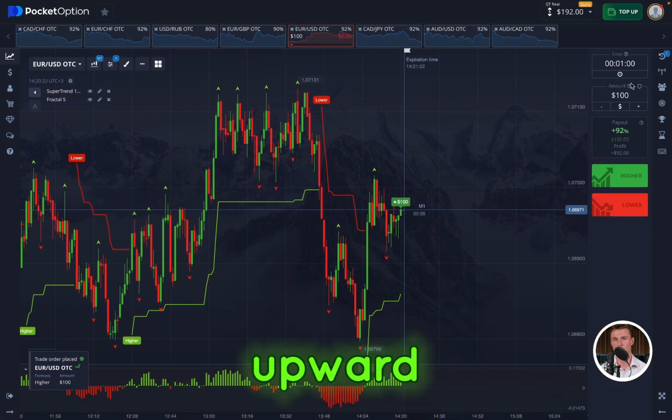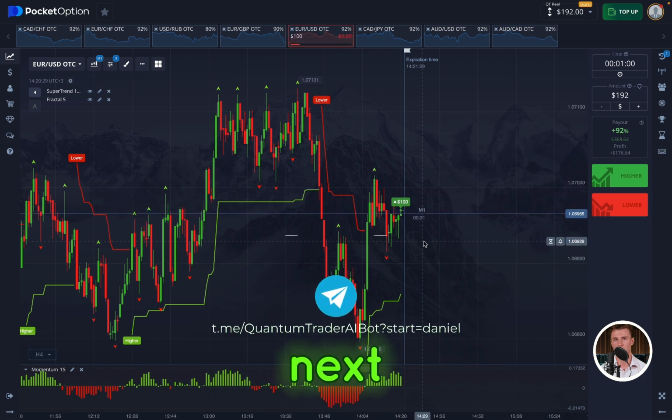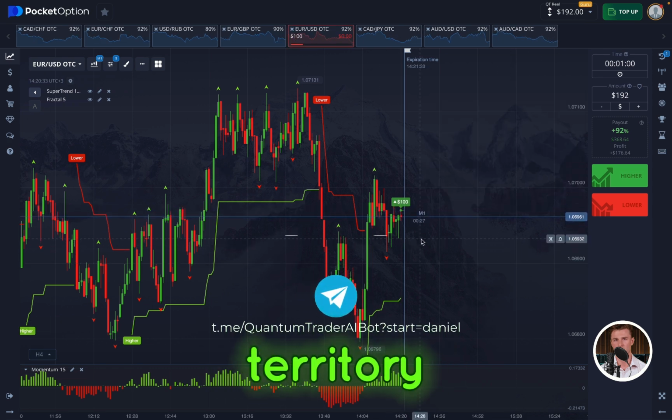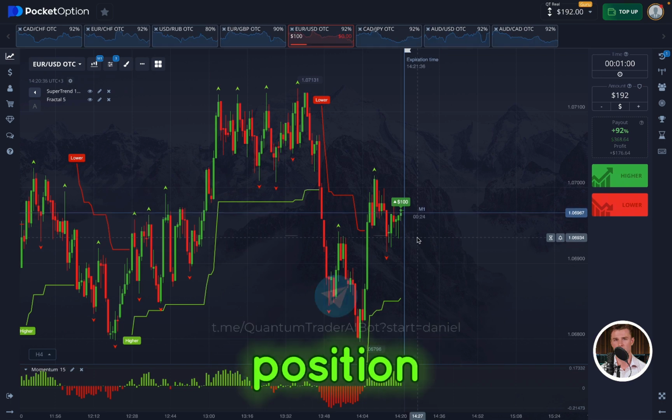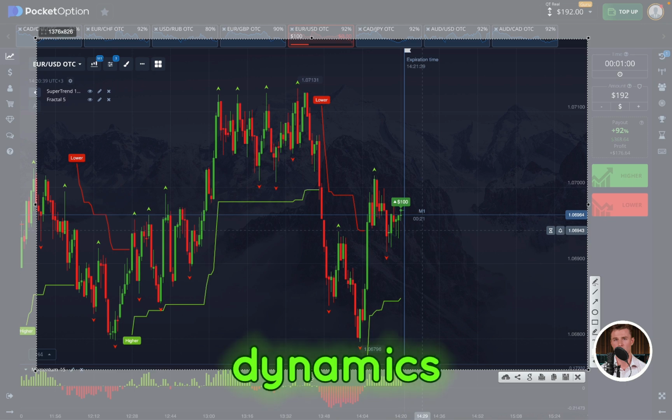Let's try to open an upward position here, but if my movement dynamics go even lower in the next minute and this deal closes in negative territory, I will open an additional position. Here is about the same entry point. My super trend position shows the upward dynamics of the actual trend.